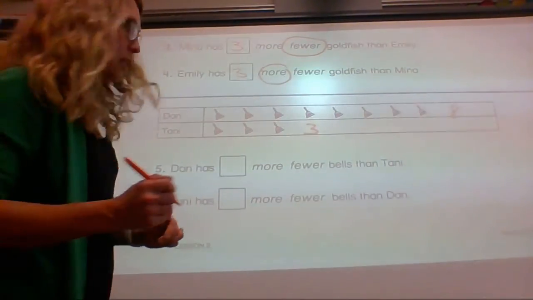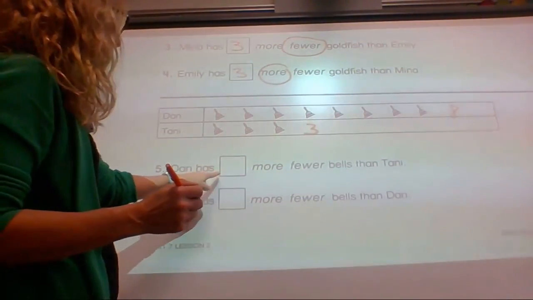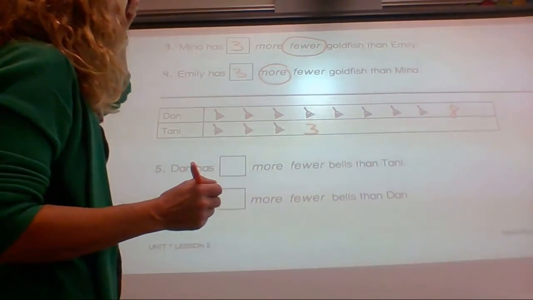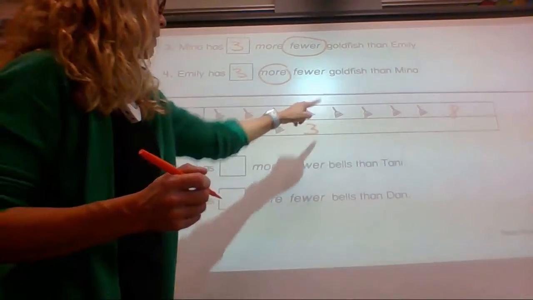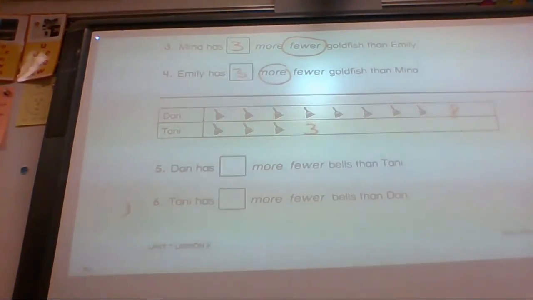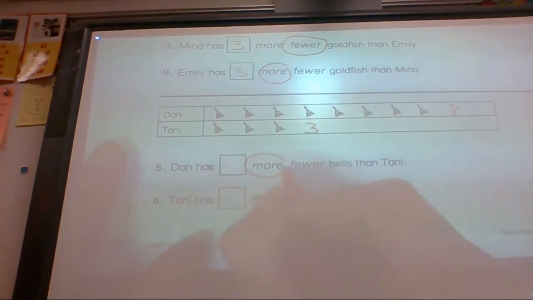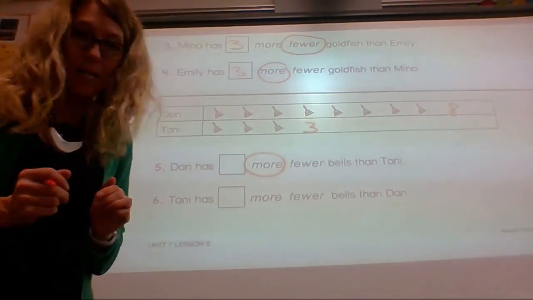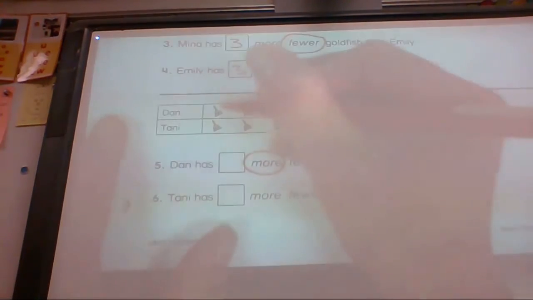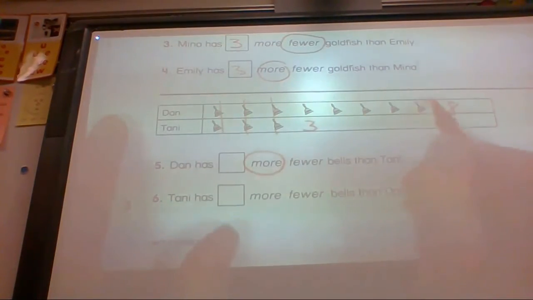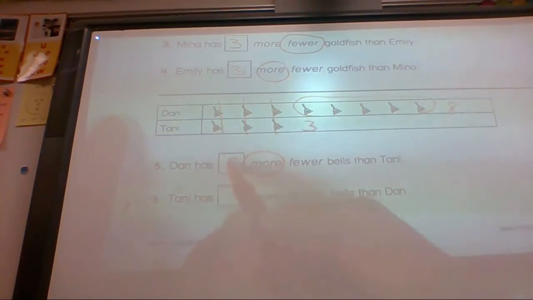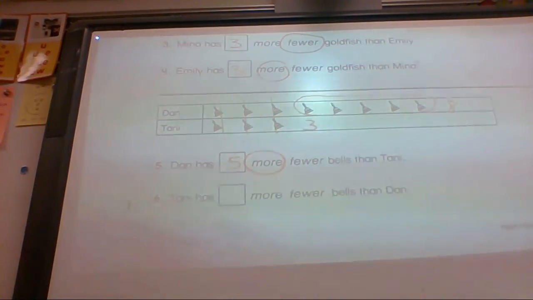Next up, let's read our questions. Dan has blank, more or fewer bells than Tani. Well, we can see he has more because he has 8 and she has 3. So we can circle more right away. But now we need to pair off the bells in order to see how many more he has. So pair, pair, pair, and circle what's left over. 1, 2, 3, 4, 5. So Dan has 5 more bells than Tani.